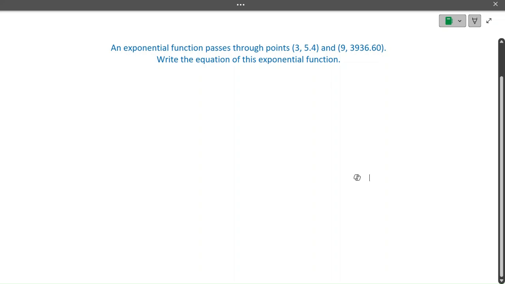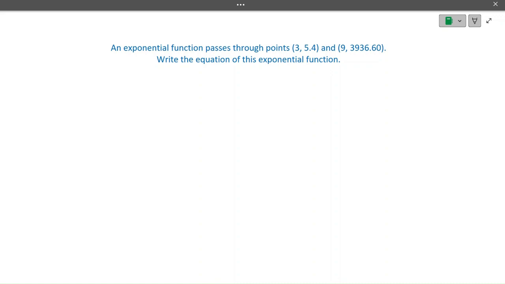It's your friendly math tutor, Miss C here, and today we are writing the equation of an exponential function when given 2 points. One of the ways you could be asked to do this is in a problem like this, which reads, an exponential function passes through 2 points, (3, 5.4) and (9, 3,936.60). Write the equation of this exponential function.